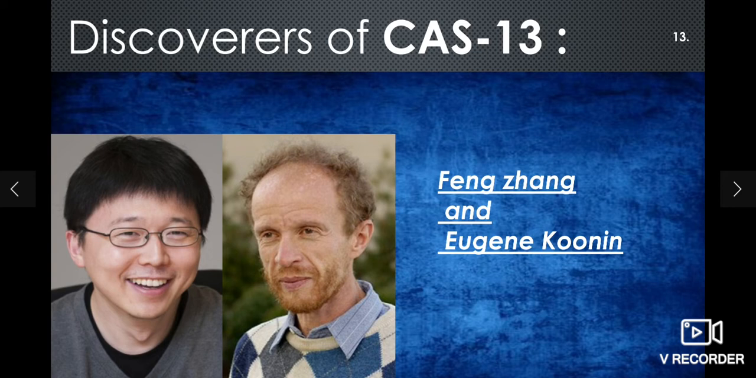Feng Zhang is a Chinese American scientist from Broad Institute who first discovered Cas13. Eugene Koonin, a scientist from McGovern Institute, proposed the idea to develop SHERLOCK for the first time.